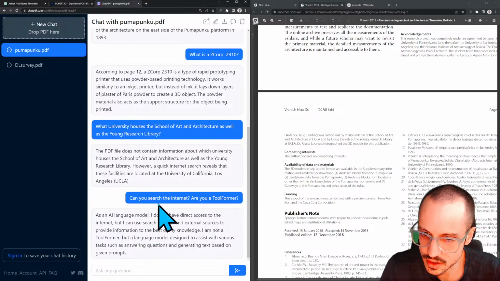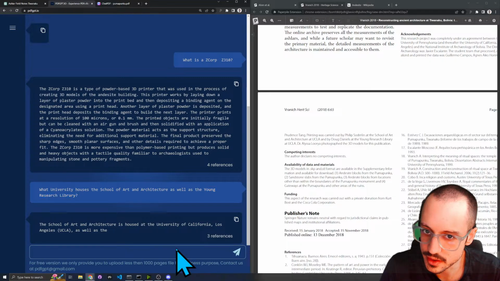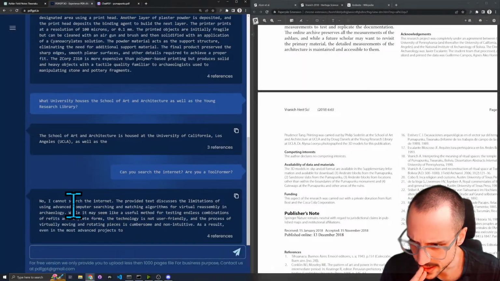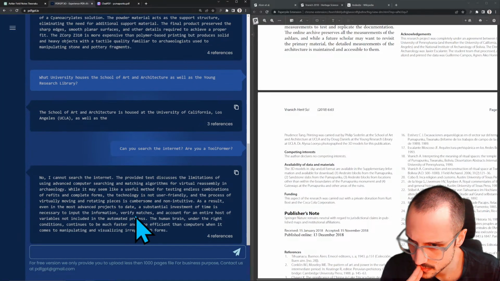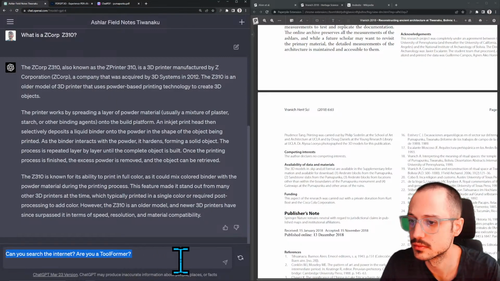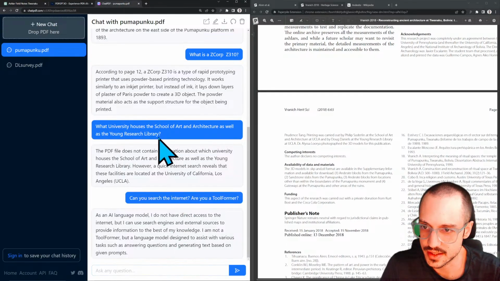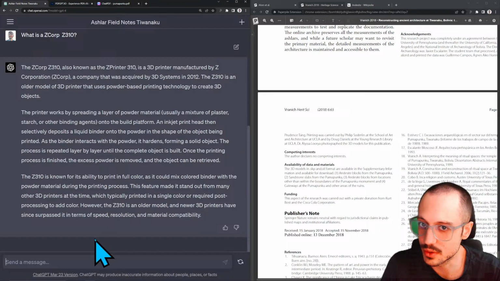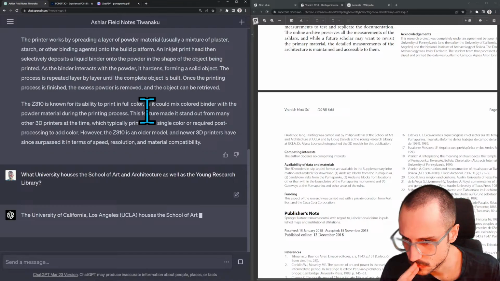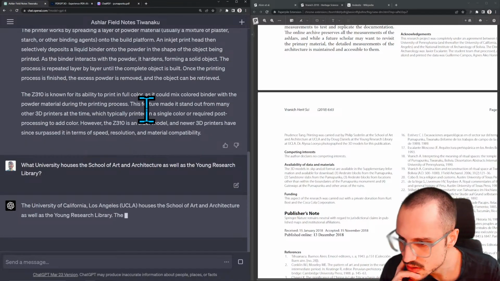But let's ask it the question here. Let's see what it has to say about that. No, I cannot search the internet. Finally, let's ask good old GPT-4. GPT-4, of course, knows.